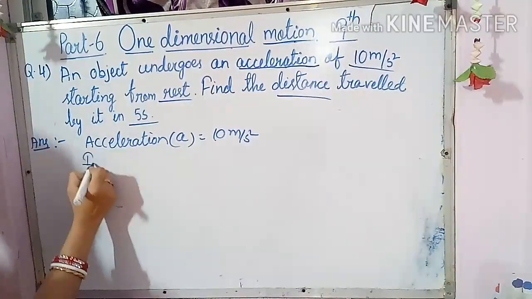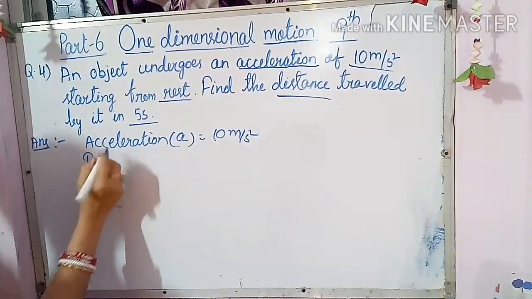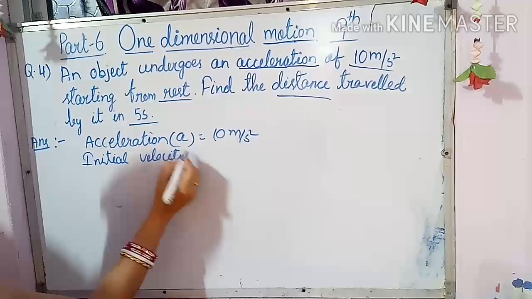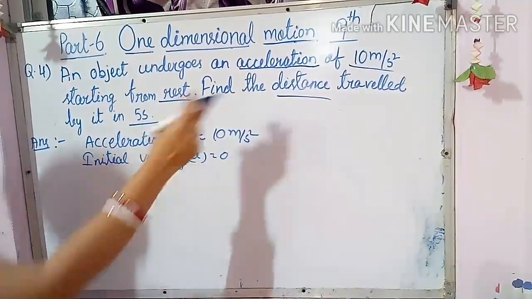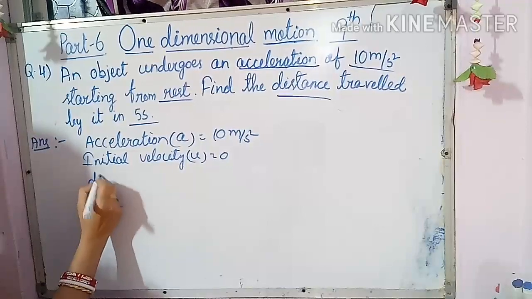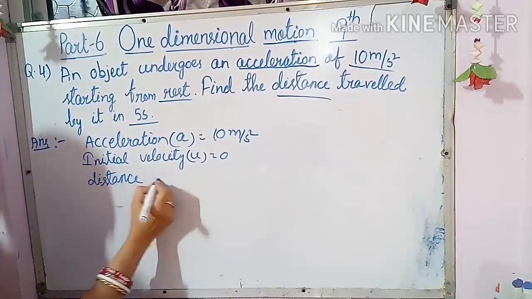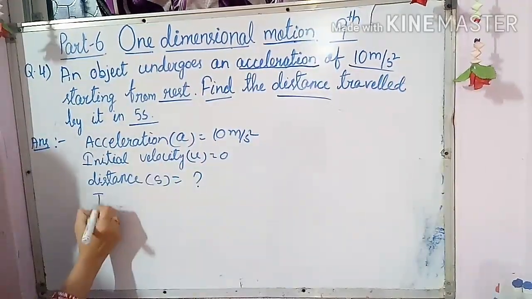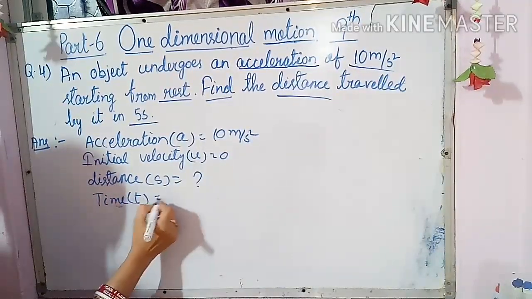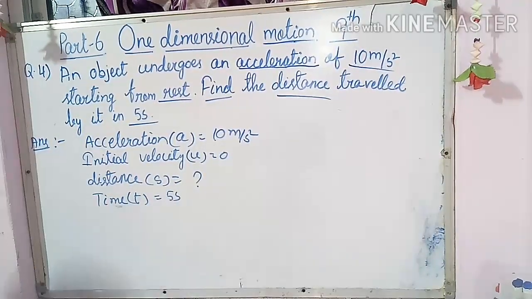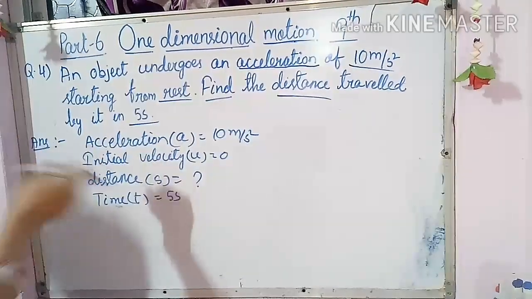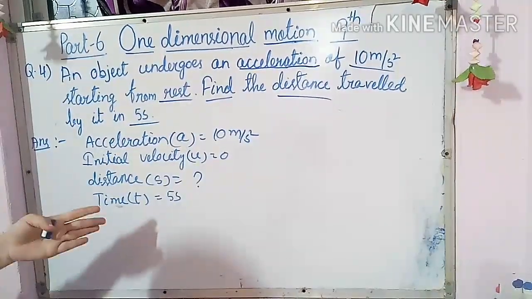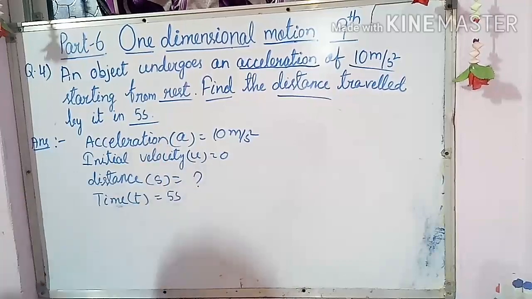Starting from rest, as I have told you, initial velocity u equal to 0. Distance travelled means your s. Distance s, it is find means it is the question mark. Time t equal to 5 seconds. Now as I am telling every time, you have to identify which equation is suitable for this. Now s, u, a, t given. So you have to find s, means ut plus half at square, directly you can put.